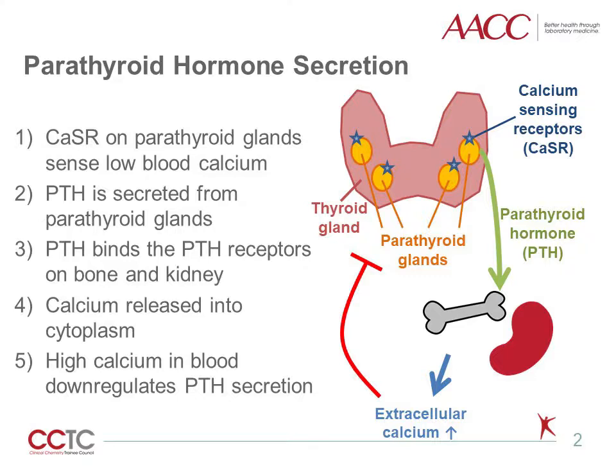PTH binds PTH receptors on renal tubular cells in the kidney and osteoclasts in the bone, which leads to the stimulation of adenyl cyclase and subsequent increase in cyclic AMP. Cyclic AMP activates phospholipase C, which catalyzes a series of events leading to the release of extracellular calcium. PTH secretion is downregulated with negative feedback from increased calcium concentrations.